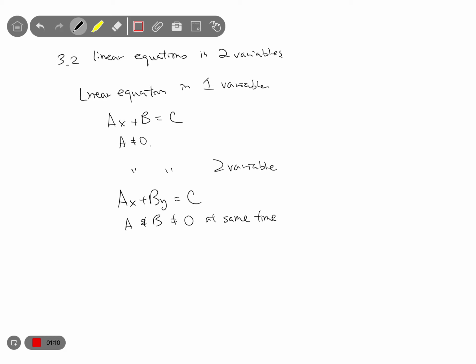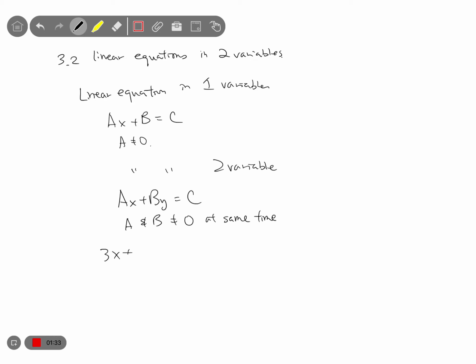Okay, so some basic definitions. The two-variable case is very similar to one variable. A lot of things that we did with one variable, we're going to do the same thing in two variables. So let's go ahead and try some of these problems.